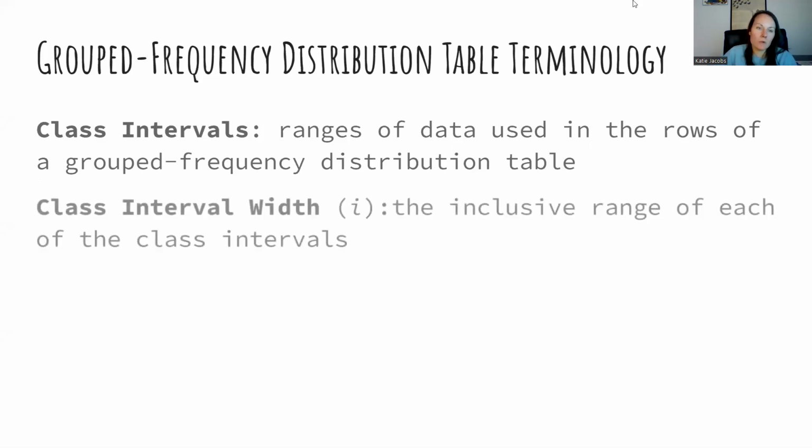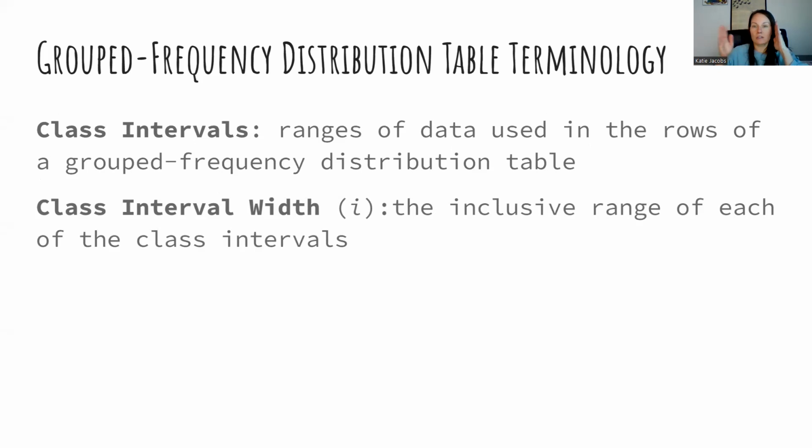Something else that I want to teach you about is called class interval width. And we have a symbol that you should put onto your handy dandy symbol sheet. So lowercase italicized i is our symbol for class interval width. And this is just the inclusive range of each of these class intervals.